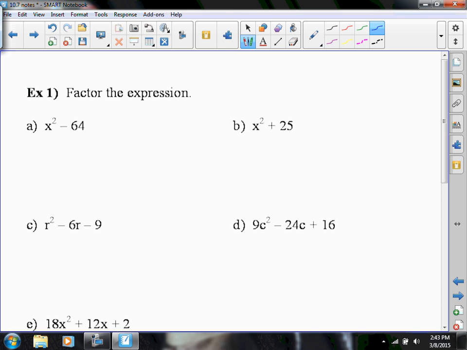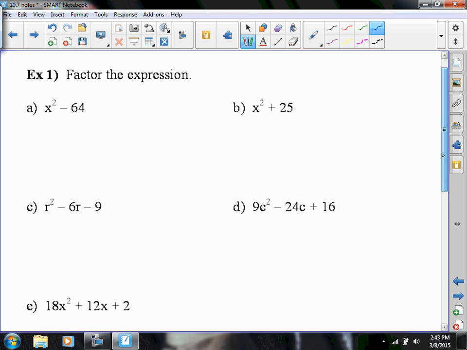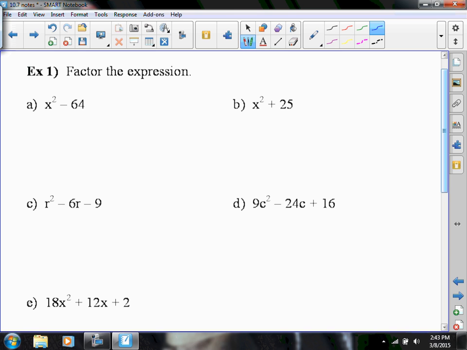Now for example 1, I have 5 little parts here, and we want to factor the expression if possible. If we can't factor it, if it has no factors, then we'll call it prime. So you're going to see that more in your homework tonight as well, where they're going to really make you think as to whether or not you can factor the expression that they're giving you.